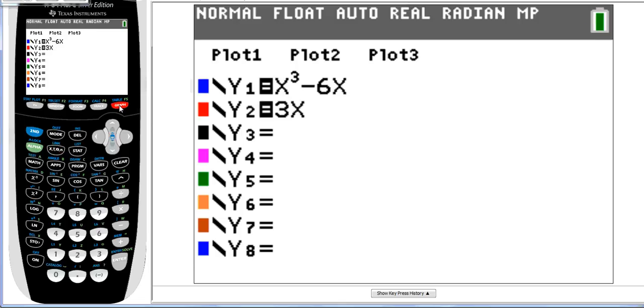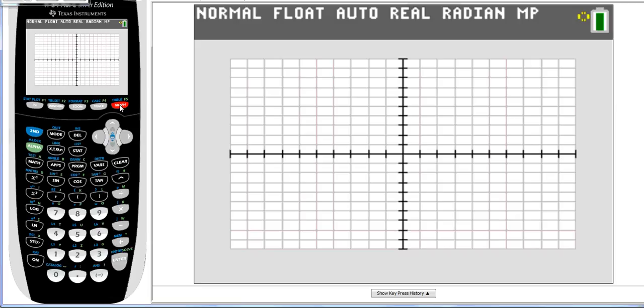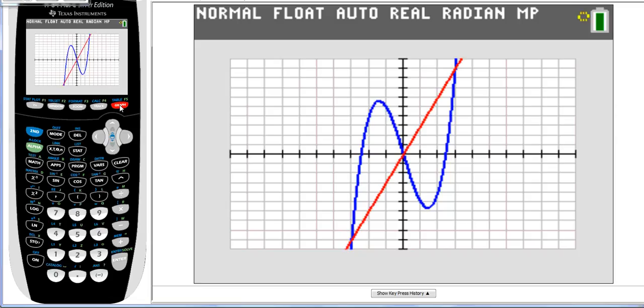All right, I'm going to graph this. I'm not sure if my window is set right, but it looks like it is. If it's not, hit zoom and 6. Zoom 6 puts you in the standard window. So if you remember, we had one solution of (-3, -9), which is confirmed right here. We have another solution of (0, 0), which is confirmed right here. And we have another solution of (3, 9), which is confirmed right there. So I can see both algebraically and graphically that I am getting the same answer, which is great news.